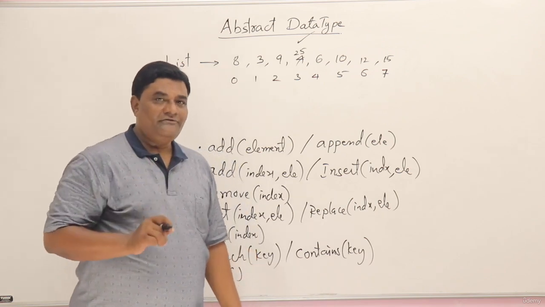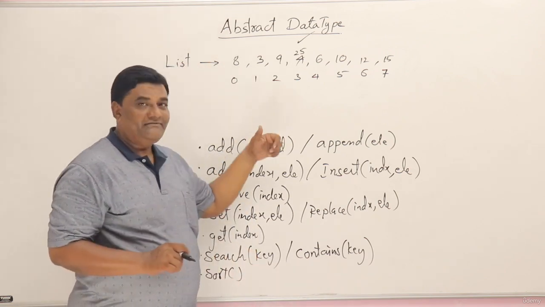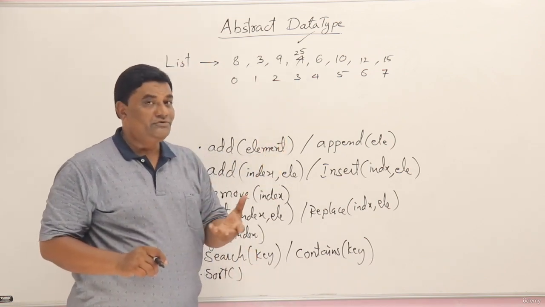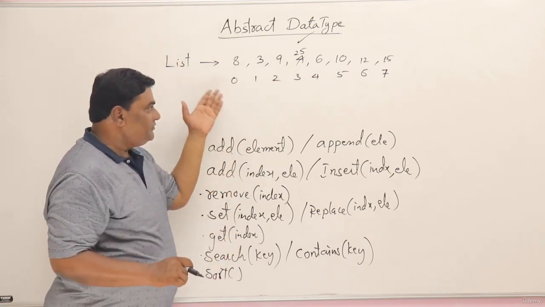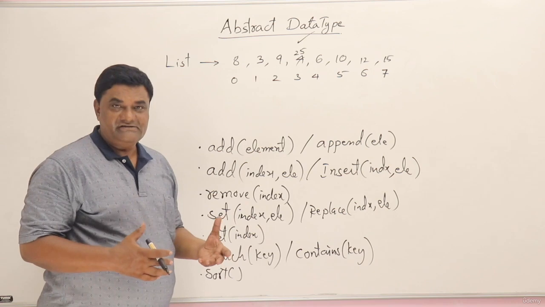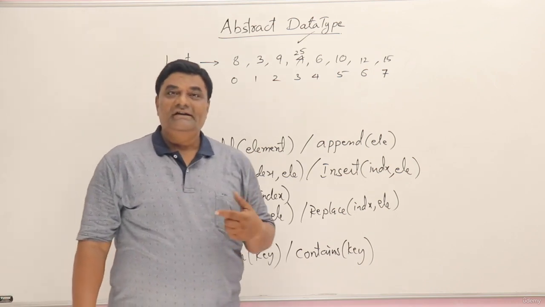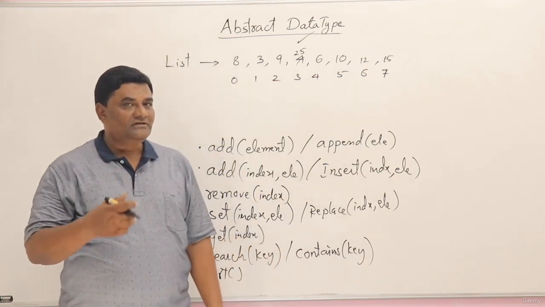As a part of the topic ADT, I have taken an example of a list and I have shown you how it is represented and what the operations are. I have explained what these operations mean. So that's all about ADT. So let us move on to the next topic.